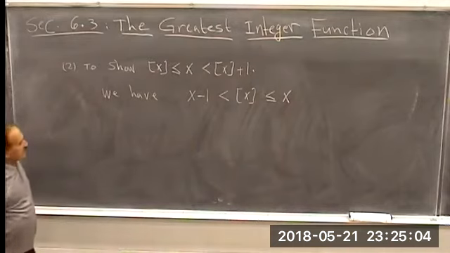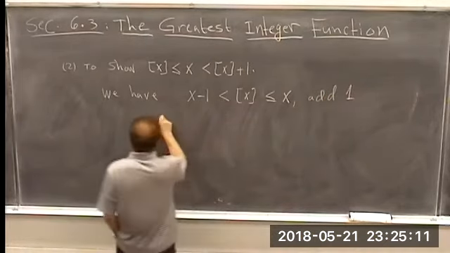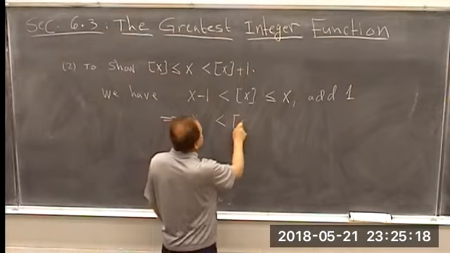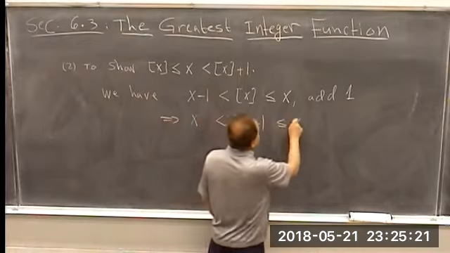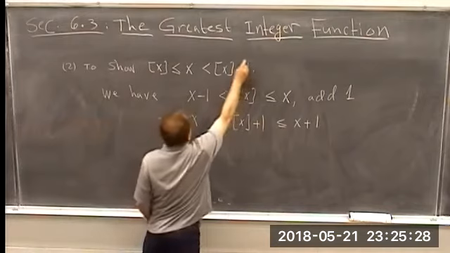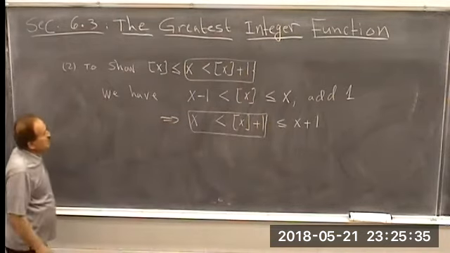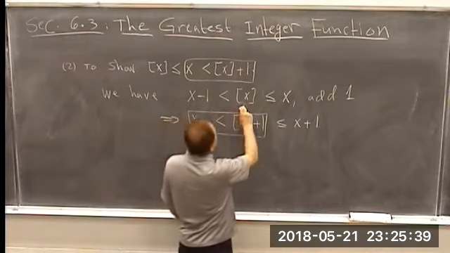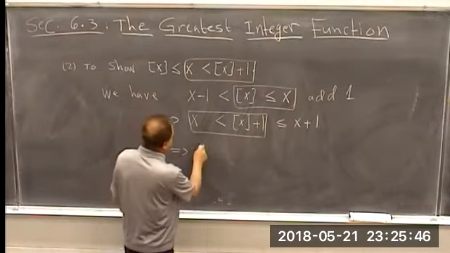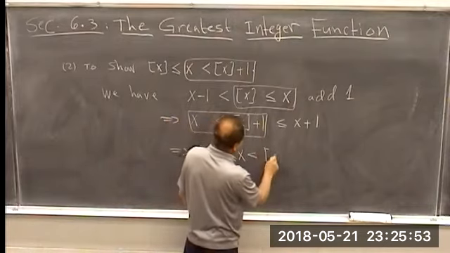Right, so if I add one to this, we obtain the following: floor(x) - 1 + 1 < x + 1 ≤ floor(x) + 1. So we already have part of the inequality. We also have from here that floor(x) ≤ x. So if I put these together, we have floor(x) ≤ x, and together with this, we have x < floor(x) + 1.